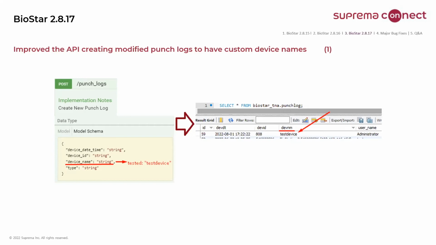The last new feature in BioStar 2.8.17 is the ability to input a custom device name when using TA's PunchLog API. It allows for creating punch logs via API and mobile enrollment, and recording the device information in the environment. The previous API did not have a feature allowing users to set dev_env as custom. As in the sample shown on the screen, if you input a custom device name through the API, you can check that data in the dev_env column of the punch log table of the TA database.